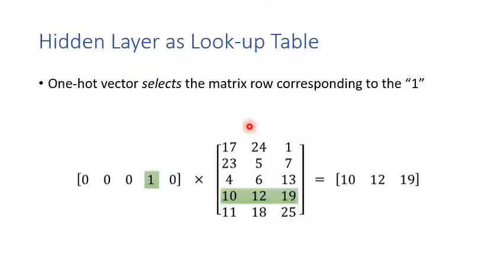Another key point is that the number of neurons in the hidden layer corresponds to the dimension of your embedded vector. So suppose we have this matrix. This matrix means that we only have 3 neurons in the hidden layer, and therefore our embedded vector has only 3 dimensions.